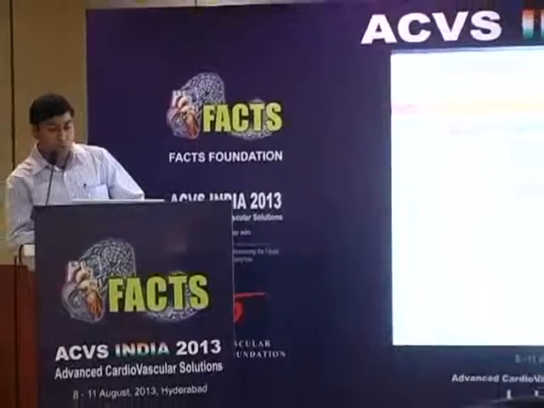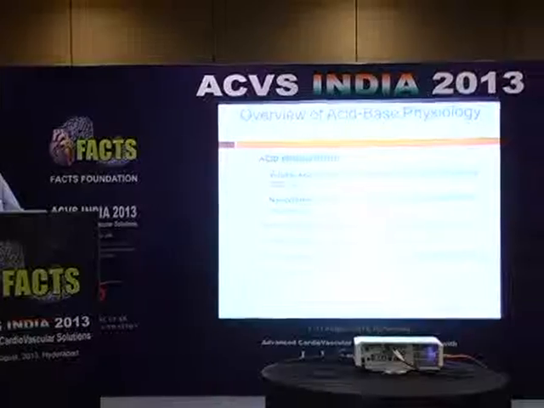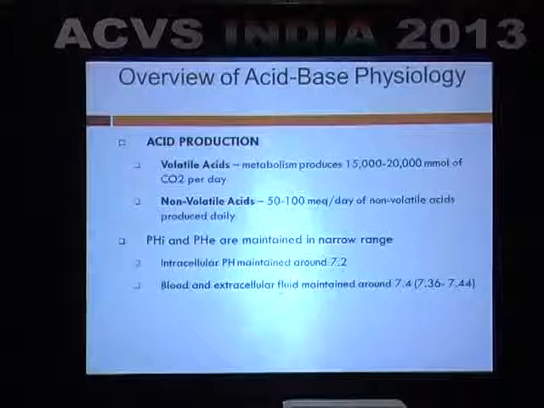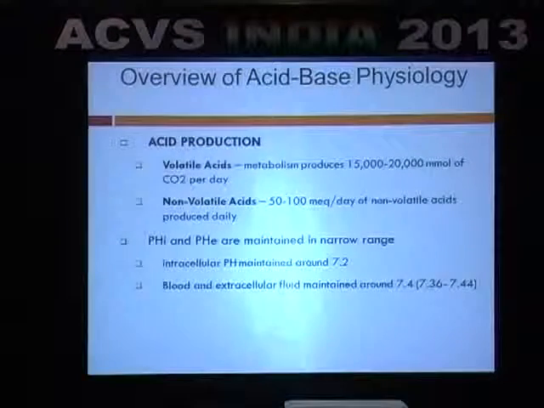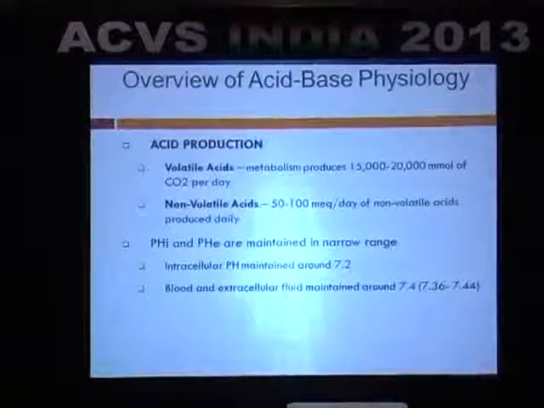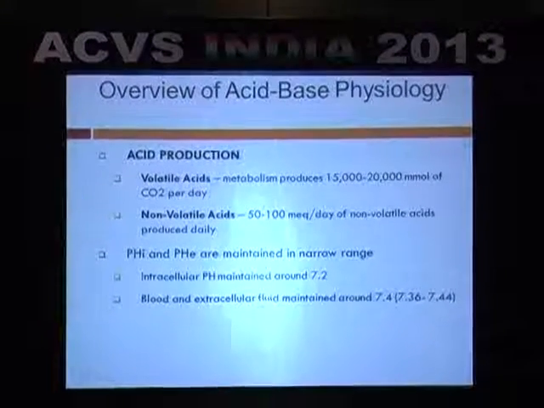In the body, two different types of acids are produced. One is the volatile type of acid and the second one is the non-volatile type of acids. The volatile acid is carbon dioxide; 15,000 to 20,000 millimoles of carbon dioxide are produced per day because of metabolism of carbohydrates and fats. And because of the metabolism of the sulfur-containing amino acids, cysteine and methionine, we have non-volatile acids which are sulfuric acid, phosphoric acid, uric acid, and some keto acids which can occur in diabetic ketoacidosis or lactic acidosis.